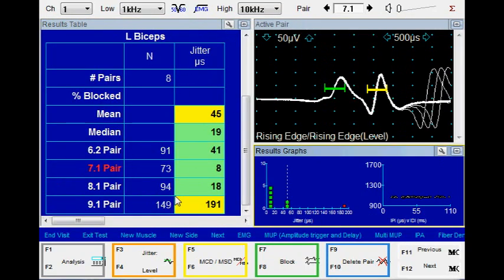Having reviewed all the data, I can exit the test by using the quick access bar.